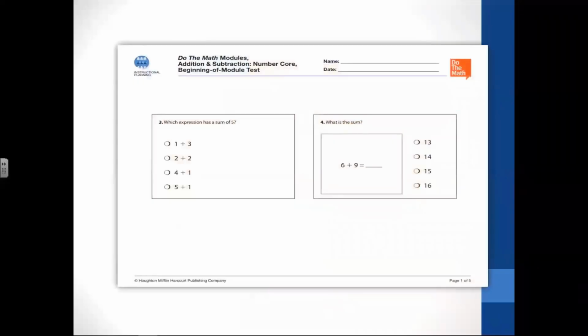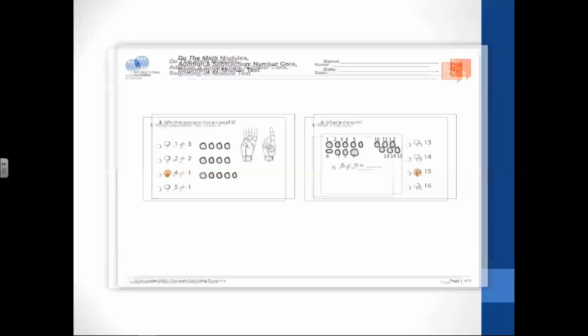Say you have a student, and the question is, which one has a sum of 5? So you have a student who comes through and they draw them all out. They draw 4 plus 1 is 5, and then they do 6 plus 9, draw it out, count it up, and get 15. They get credit for this, even though they used a very low-level strategy.